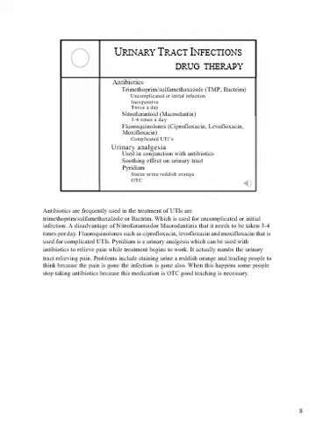Pyridium is a urinary analgesic which can be used with antibiotics to relieve pain while treatment begins to work. It numbs the urinary tract, relieving pain. Problems include staining urine a reddish orange and leading people to think the pain is gone, so the infection is also gone. When this happens, some people stop taking antibiotics because this medication is over the counter. Good teaching is necessary.